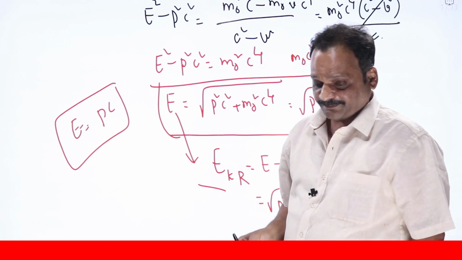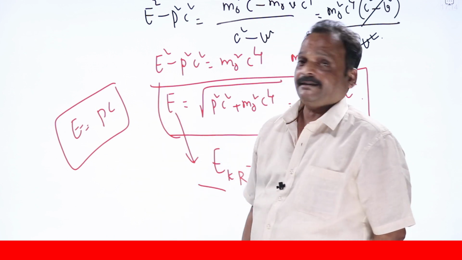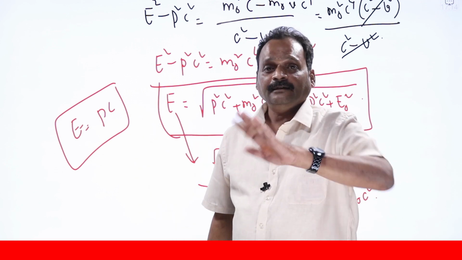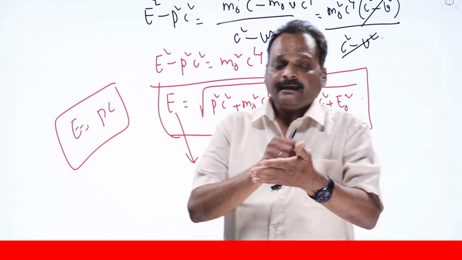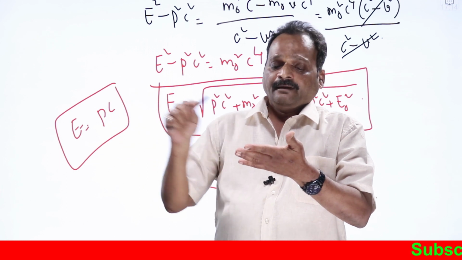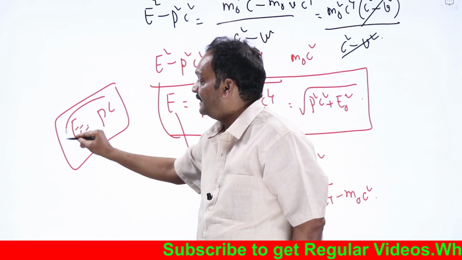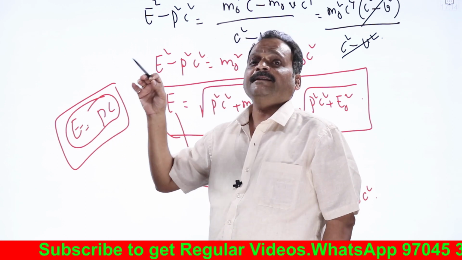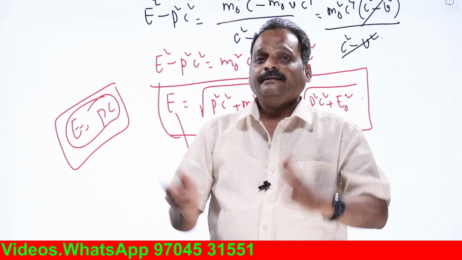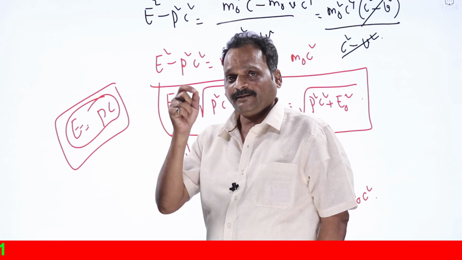This is a popular question which has appeared from IIT JEE to IIT JAM to even CSIR JRF. In almost all the exams I have found this question. They ask whether E equal to pc is applicable for all particles, particles with rest mass only, or particles without rest mass moving with c. E equal to pc is applicable only for particles with 0 rest mass, meaning it is applicable for a photon, not for any electron, proton or neutron.